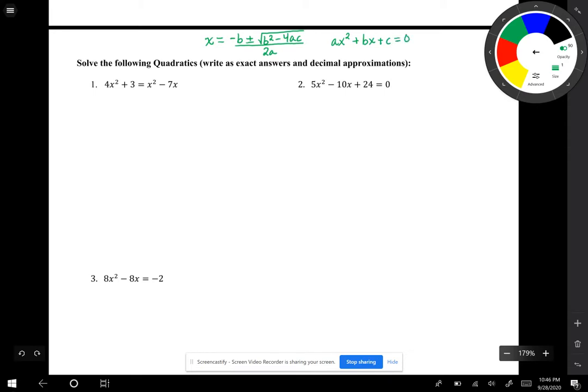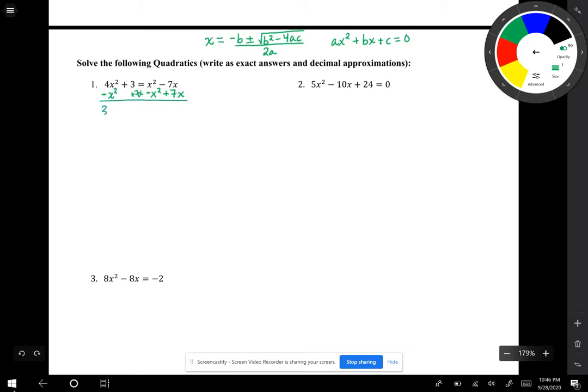And notice number 1 is not in standard form, but 2 is. So let's look at number 1. Number 1, the 4x squared is on the left side, but there's an x squared on the right side. You want the x squared term to be positive if you can help it. So I'm going to move both of these terms on the right side over to the left side. So subtract x squared underneath here, and then put the plus 7x somewhere over here.